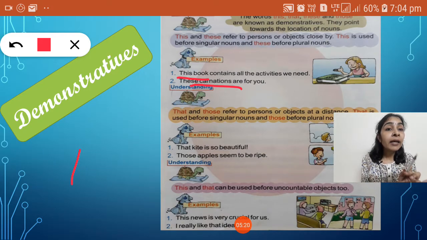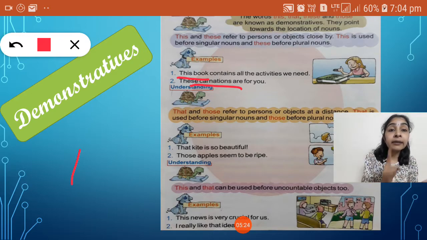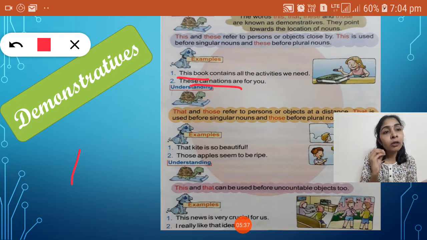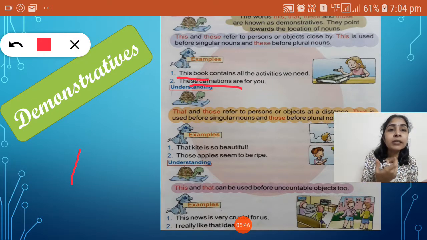Similarly, this and that can be used before uncountable nouns too. "This" and "that" are specially used with uncountable nouns even when they are plural in sense. For example, "This news is very crucial for us." News, whether singular or plural, is generally used in a singular sense, so it is preceded by "this". We can't say "these news". This news is very crucial for us.